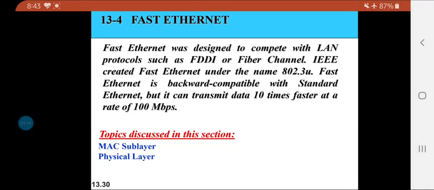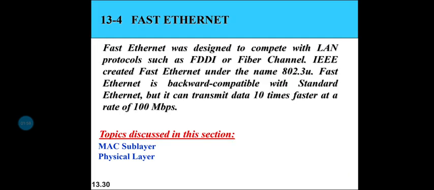The goals of fast Ethernet are: first, to upgrade the data rate to 100 Mbps. Then we have to make it compatible with the already existing standard Ethernet. We need to keep the number of address bits, the 48-bit address of standard Ethernet, the same. We have to maintain the same frame format used in standard Ethernet, and keep the same minimum and maximum length of the frames.